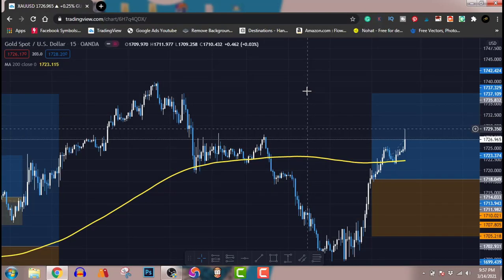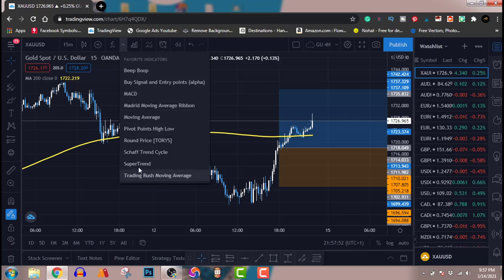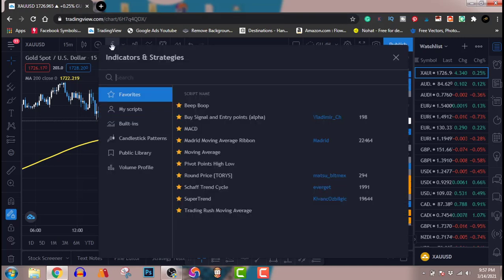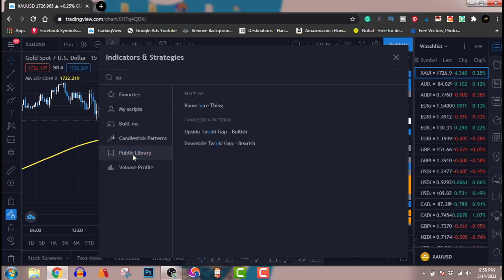What we are going to be needing for this one is quite simple. I already have it here but I'm going to show you how to do it. As you can see, this is Supertrend, but just in case you don't know where to get Supertrend, you go to your indicator list, public library. Now you just search for Supertrend, and you're going to click on it twice.